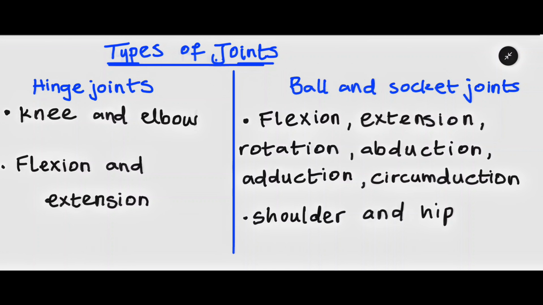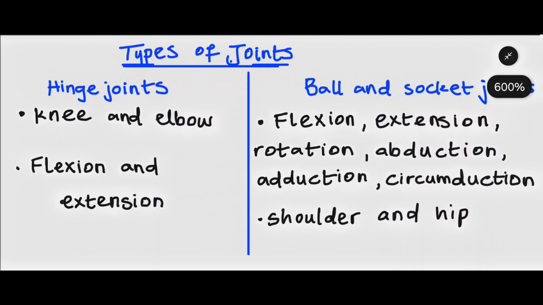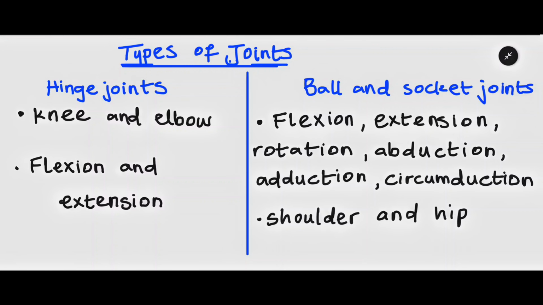So for hinge joints, you can find that at the knee and the elbow, and they only allow flexion and extension, which means that you can only bend and extend. So for example, at the knee, you can only bend your knee or straighten your knee, and this is a movement that we do a lot in sports.